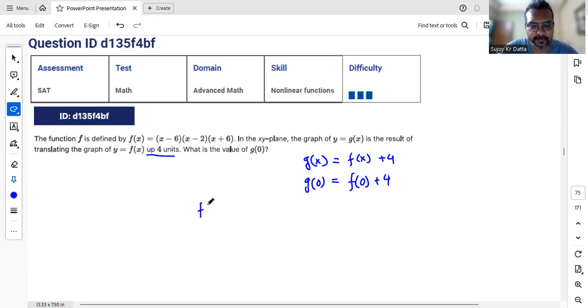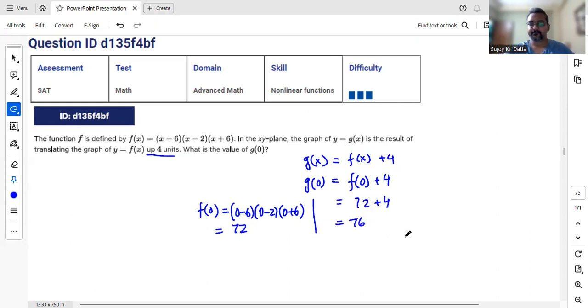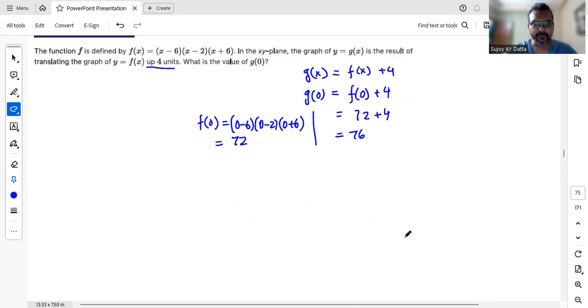So from the given expression of function f(x), f(0) would be 0 minus 6, 0 minus 2, and 0 plus 6. So it's negative 6 times negative 2. So that becomes 12 times 6, 72. So then this becomes 72 plus 4. So that's 76. Okay, next, let's move on to the next question.